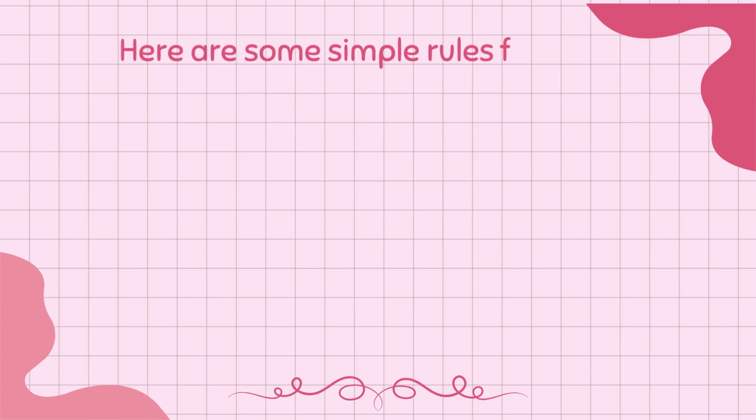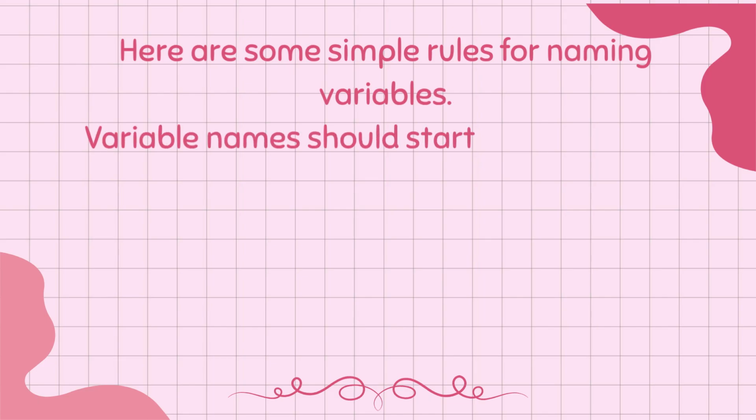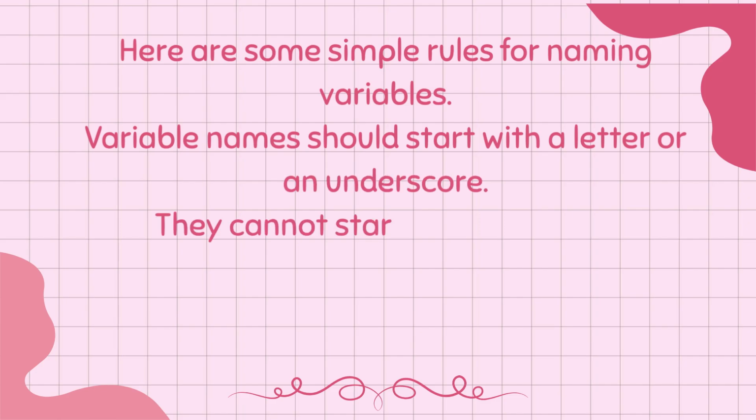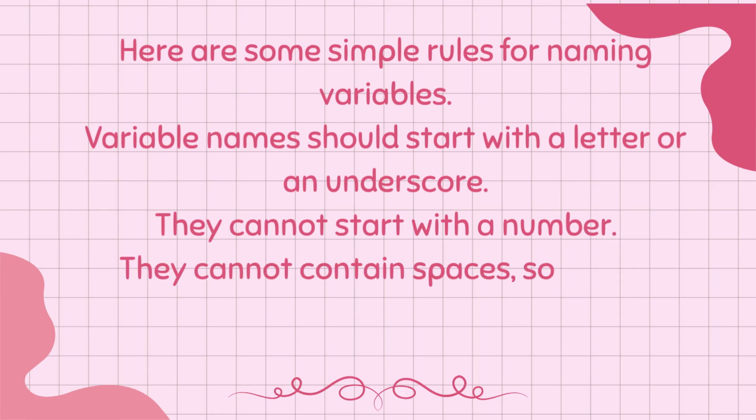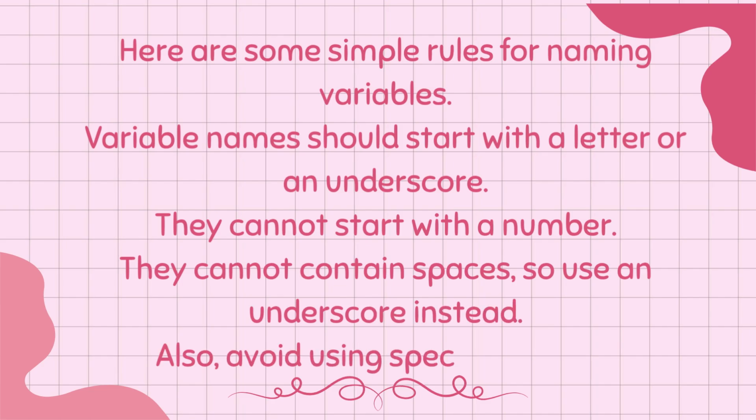Here are some simple rules for naming variables. A variable name should start with a letter or an underscore. They cannot start with a number. They cannot contain spaces, so use an underscore instead. Also avoid using special symbols.